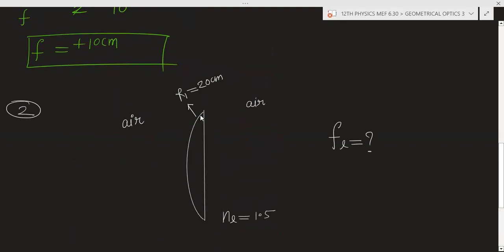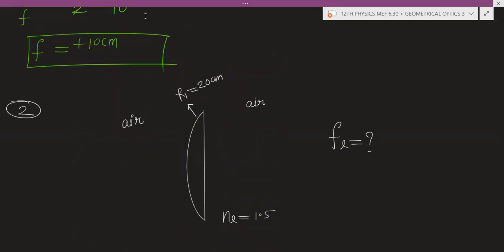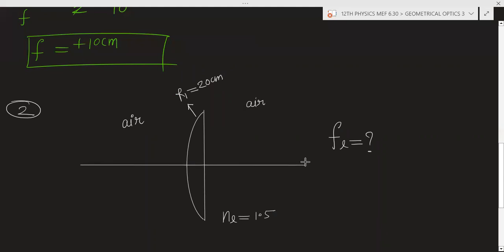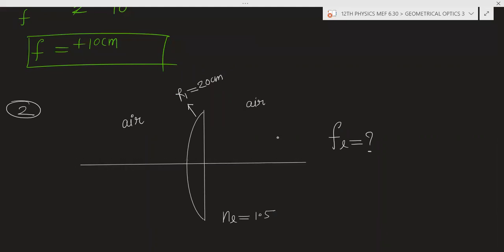Now you can see here, this is the surface 1, R1. So just draw the principal axis and draw the direction of the incident light. This is the principal axis and the light is coming in this direction like this. This is the incident ray.